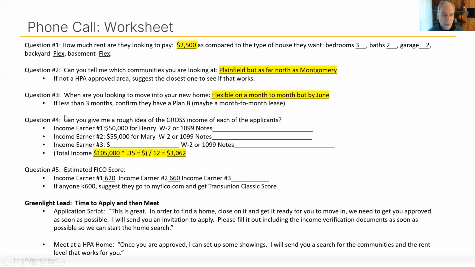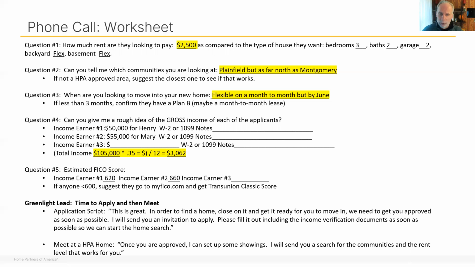What communities do you want to be in? They want to be in the Plainfield area. Again, this is in Chicago. Plainfield is in the southwest suburbs, but they're willing to go as far north as Montgomery, which is up near Aurora, and the far west suburbs. Okay, those are all approved Home Partners communities, so that's great. When are they looking to move? We already found out they're flexible. They're on a month-to-month, but they want to move by June. So I've already had that answer.